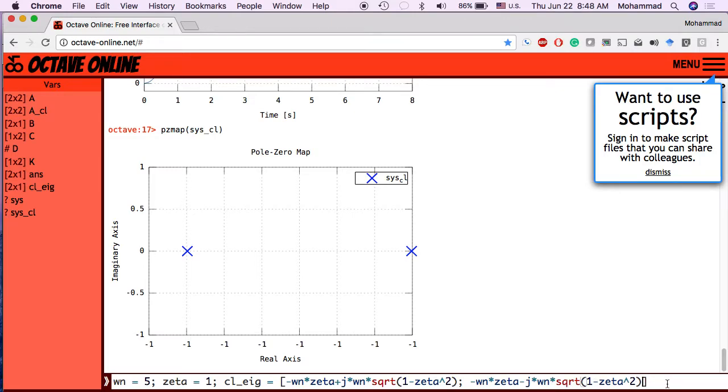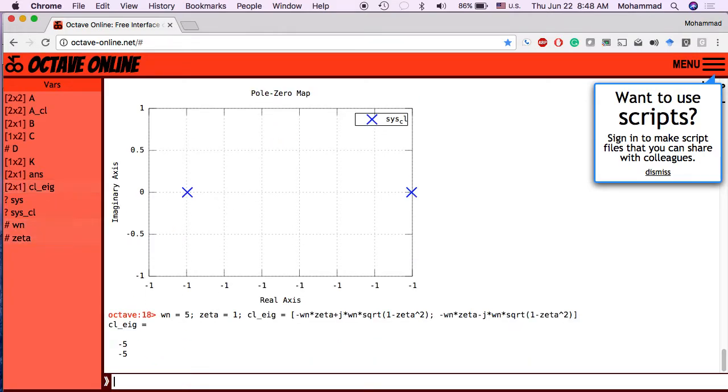So that should give us a pair of eigenvalues as we expect located at -5, -5. Because the distance is 5 and zeta is exactly 1. So we know by now, we have repeated this a few times, that whenever you want zeta exactly equal to 1, the eigenvalues, the pair, are repeated. They're real and repeated at -5. So now that we have this, we can repeat the place command.